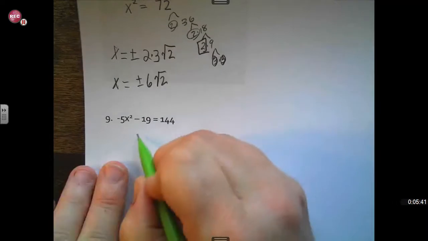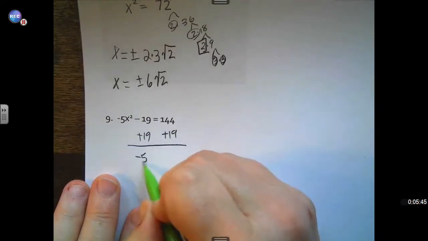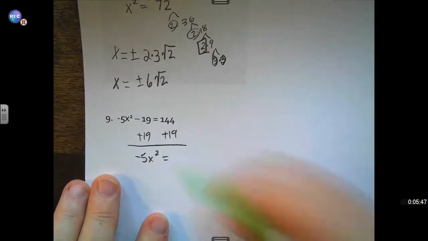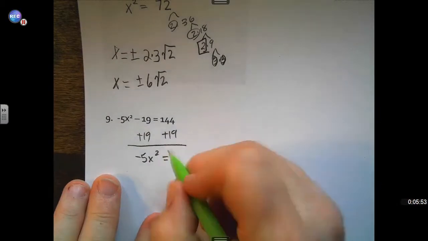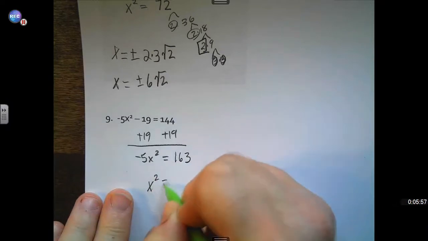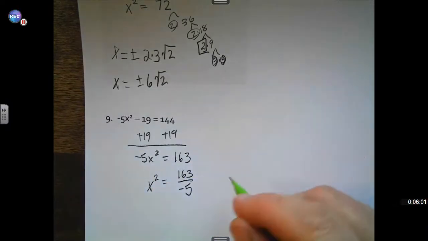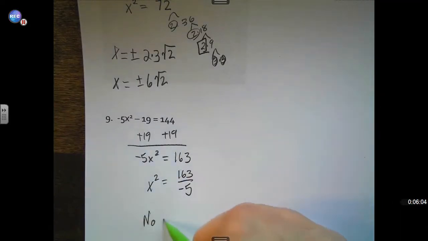Here I would add 19 to both sides and get negative 5x squared equals 144 plus 19, which is 163. Divide by negative 5. And that's my stopping point. There's no real solution.